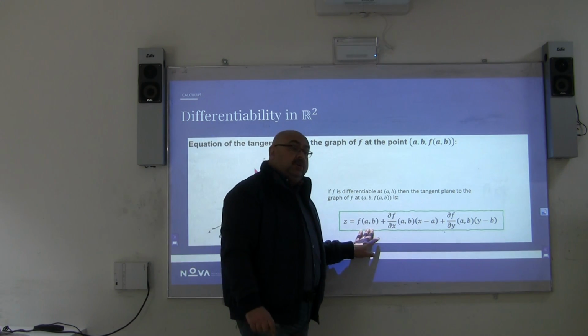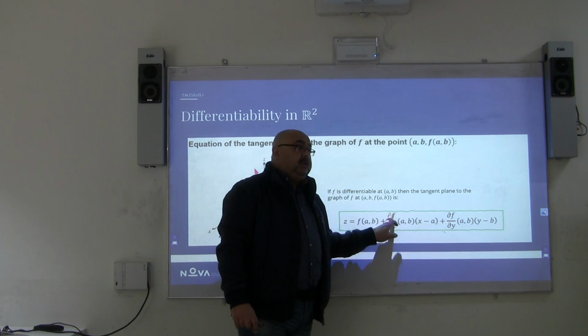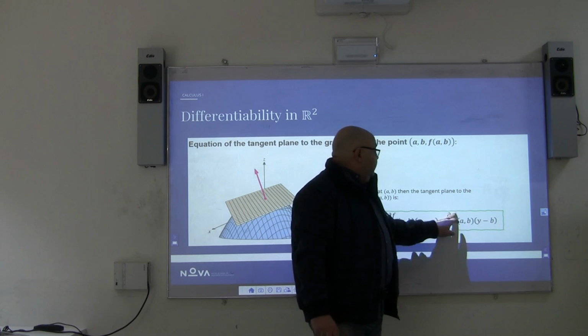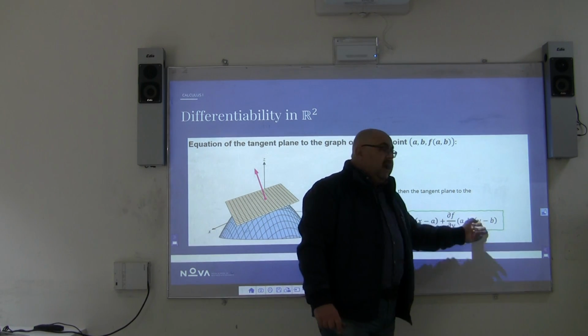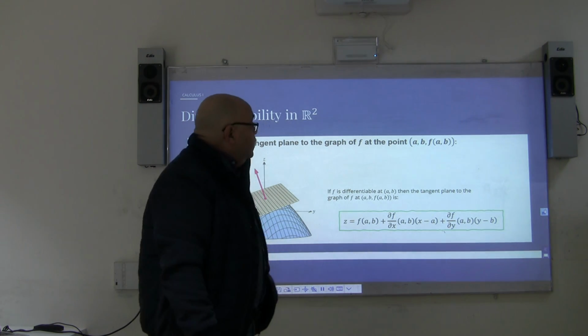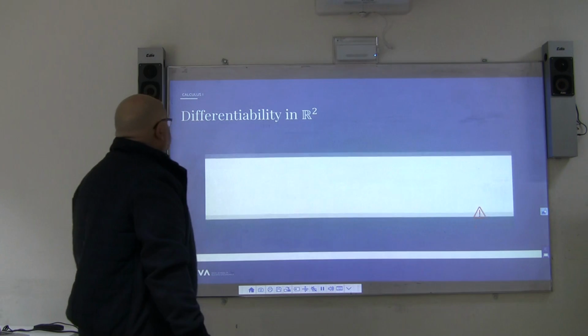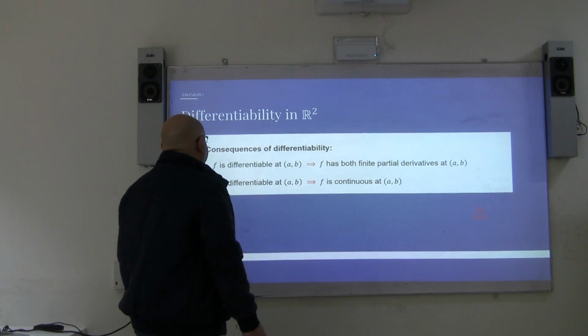This is the value of the function at a and b, and those are the multiplication of partial f partial x, partial f partial y times x minus a and y minus b, and that's the tangent equation that we are using in order to approximate the values, as I told you. Once more, differentiability in R2.